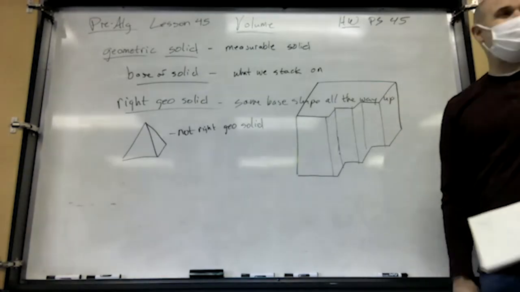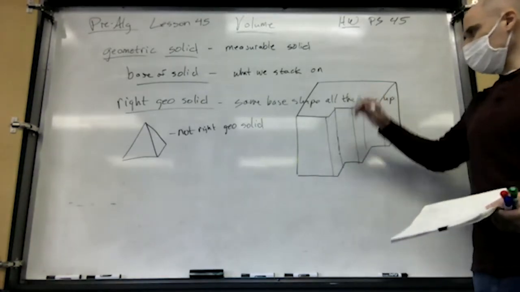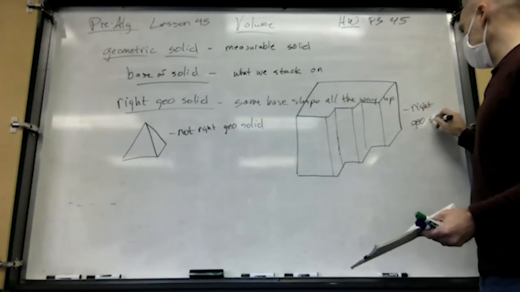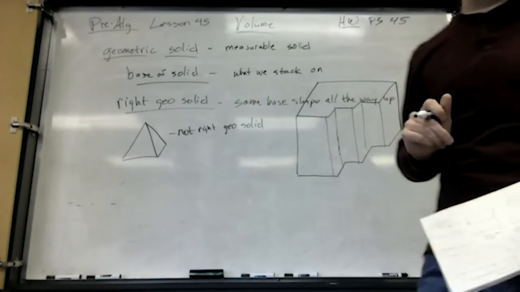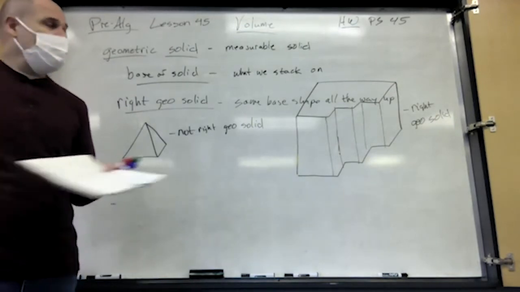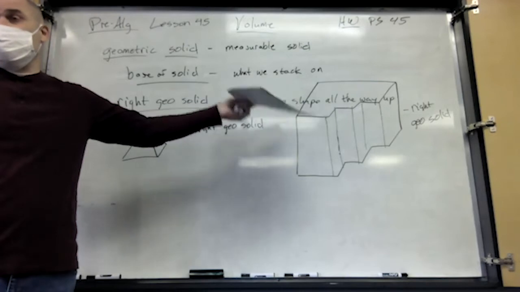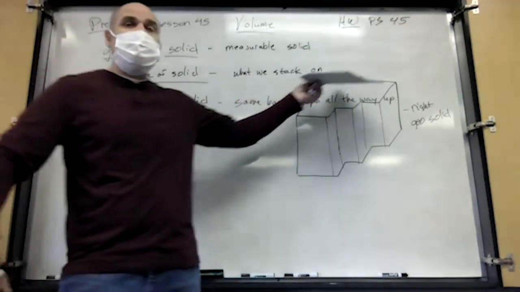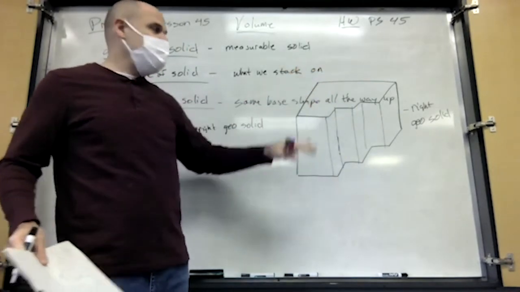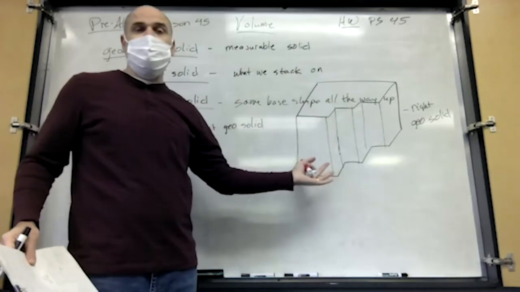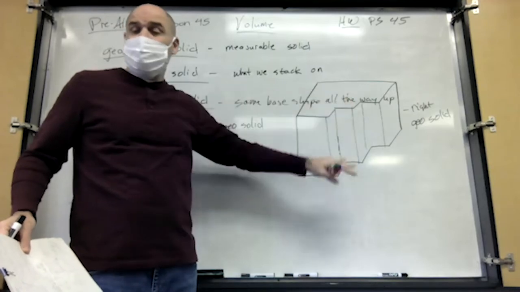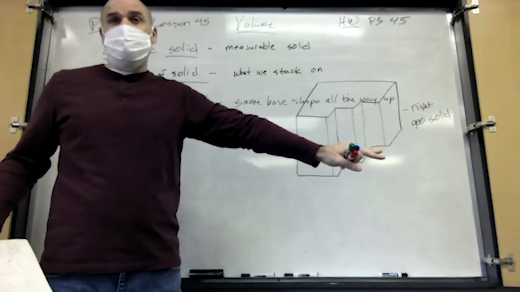Yes. See how it's the same shape all the way up? So this is a right geosolid. We just shorten it to geosolid instead of geometric solid. If you recognize that this is a right geosolid, to find the volume, you just have to find the area of the base. The base can be seen on the top, because it's the same shape all the way up. So it doesn't matter if you look at the bottom or the top. If you can find the area of this base, then you multiply by the height and you get the volume.